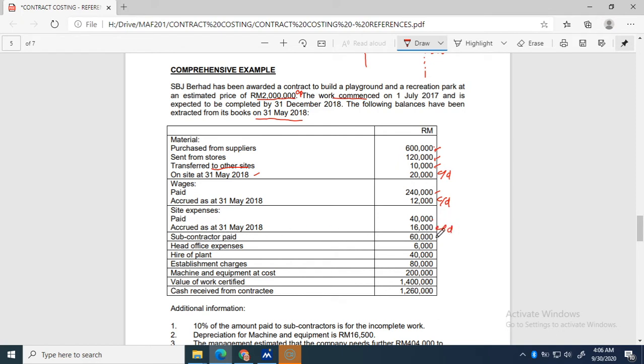Then subcontractors paid, head office expenses, hire of plant, establishment charges, the costs incurred. Machine and equipment at cost: during the period you purchased machine and equipment at cost 200,000. This is the value of work certified from the architect's certificate. This is the cash received from the contractee, the amount paid after you billed, 1.26 million.